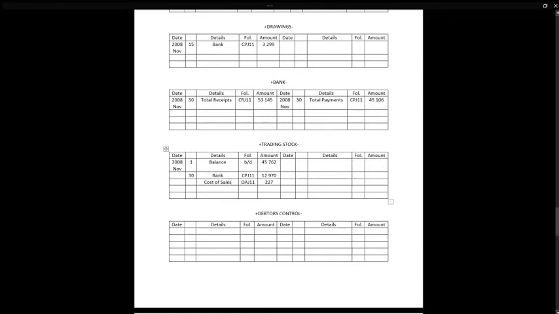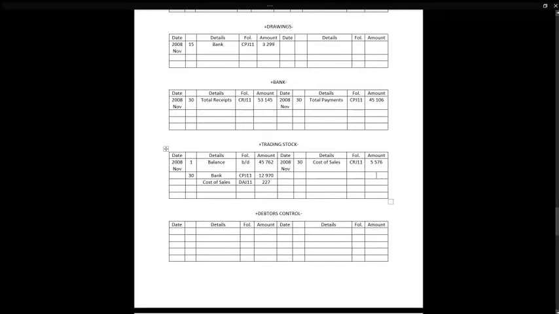Right, my trading stock decreased because I sold trading stock for cash to the amount of 5,576 Rand. I got this from my cash receipts journal 11. My details here will be cost of sales. Cost of sales. Total of a column there for 30th of November 2008.